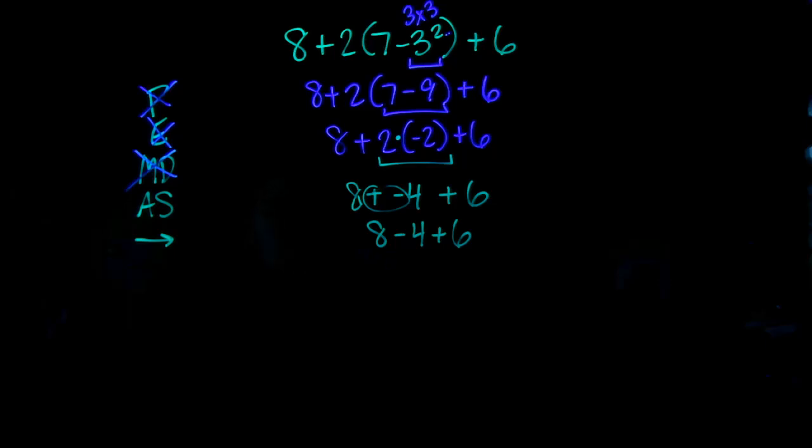So if I'm starting over here and I'm looking across from left to right, we see subtraction comes first. 8 minus 4 is 4 plus 6. We have our last step. 4 plus 6 is 10. So our answer is 10.